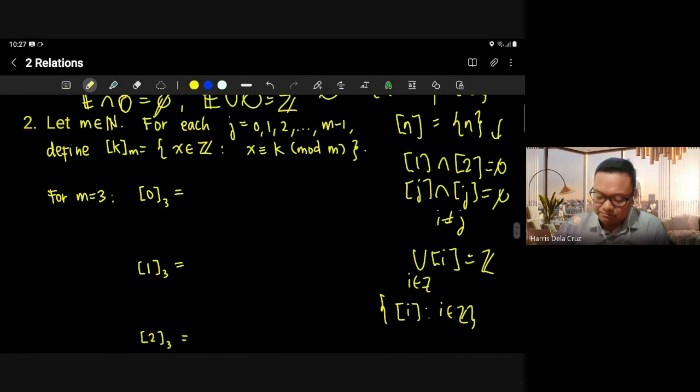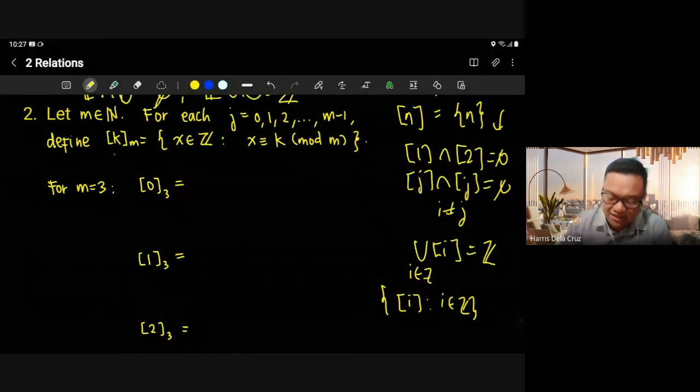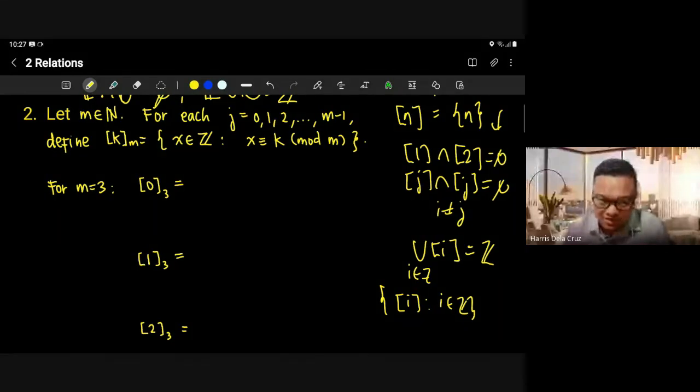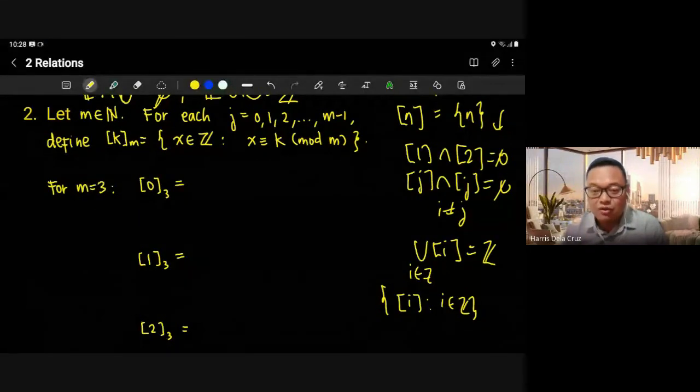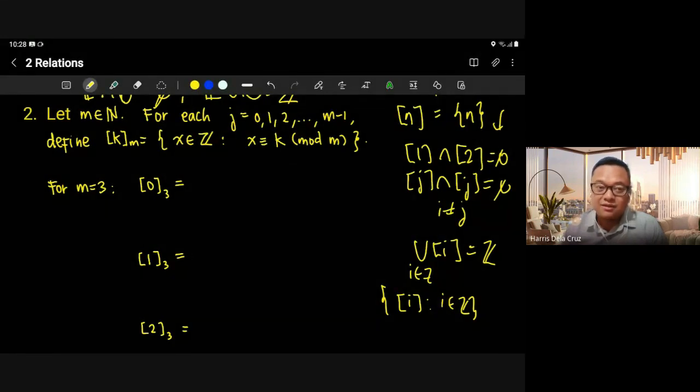Let m be an integer. For any integer k from 0 to m minus 1, let's consider the bracket k sub m. What is in the bracket k sub m? It contains all integers x such that x is congruent to k modulo m. So this is getting interesting. You have a fixed integer m serving as your modulo, and then from 0 to m minus 1, you have m distinct subsets.